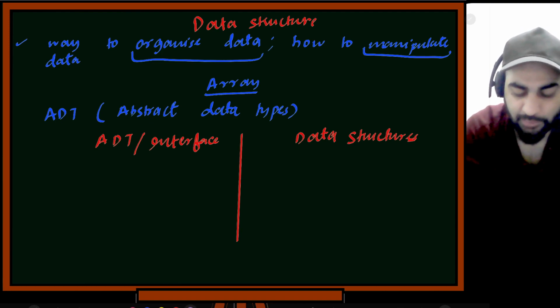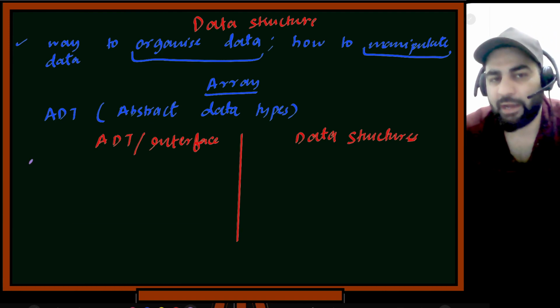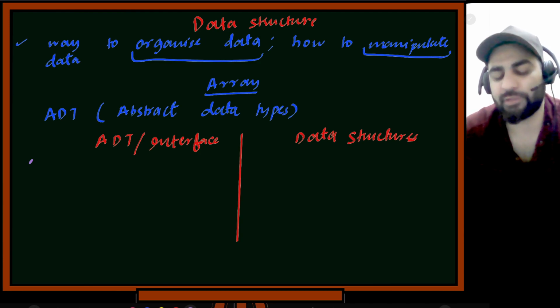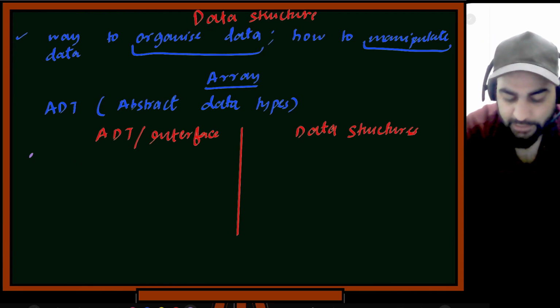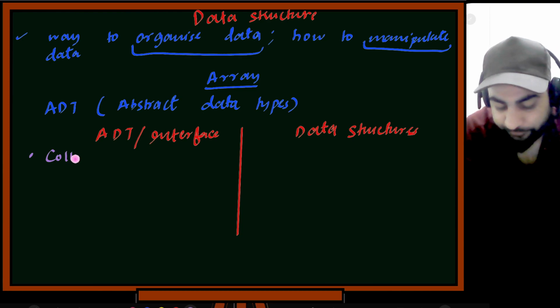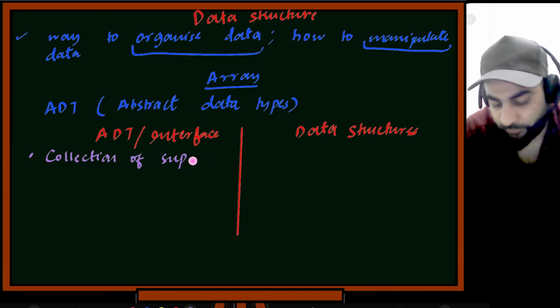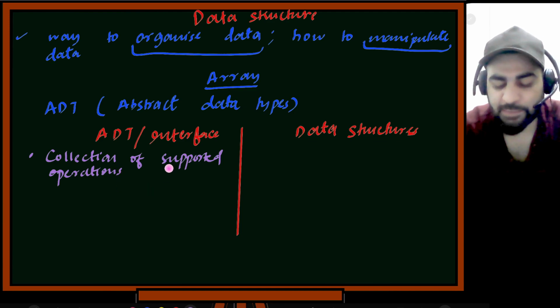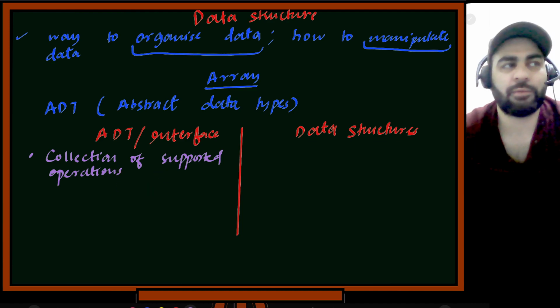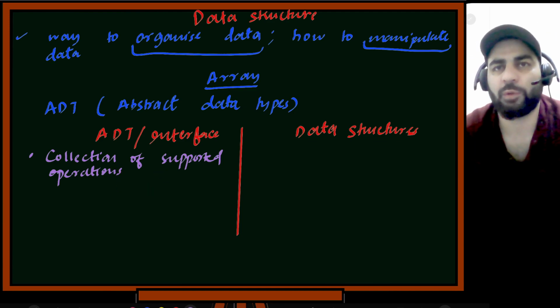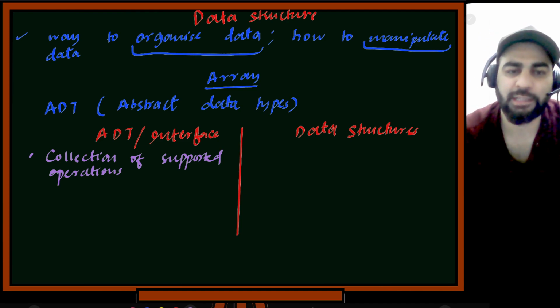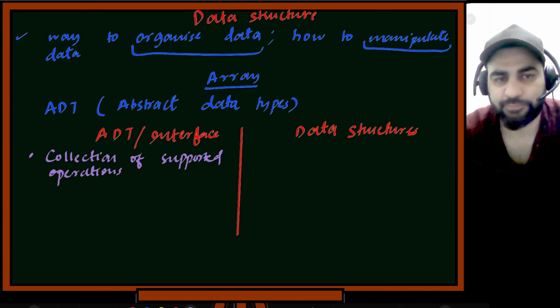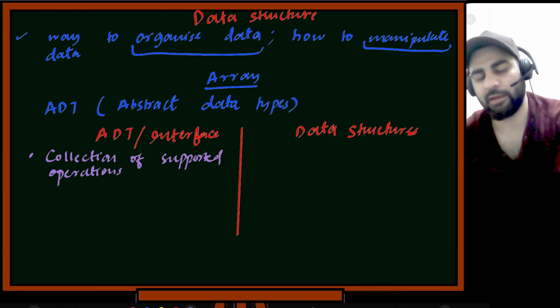The first thing I said about interfaces is that it provides a collection of supported operations. So it gives you a collection of supported operations. This is like providing the specification. Okay, because when you are building something, you must specify what are the things that you need in it. So that is the reason we first want to build an interface. After that, from that we'll create a data structure.